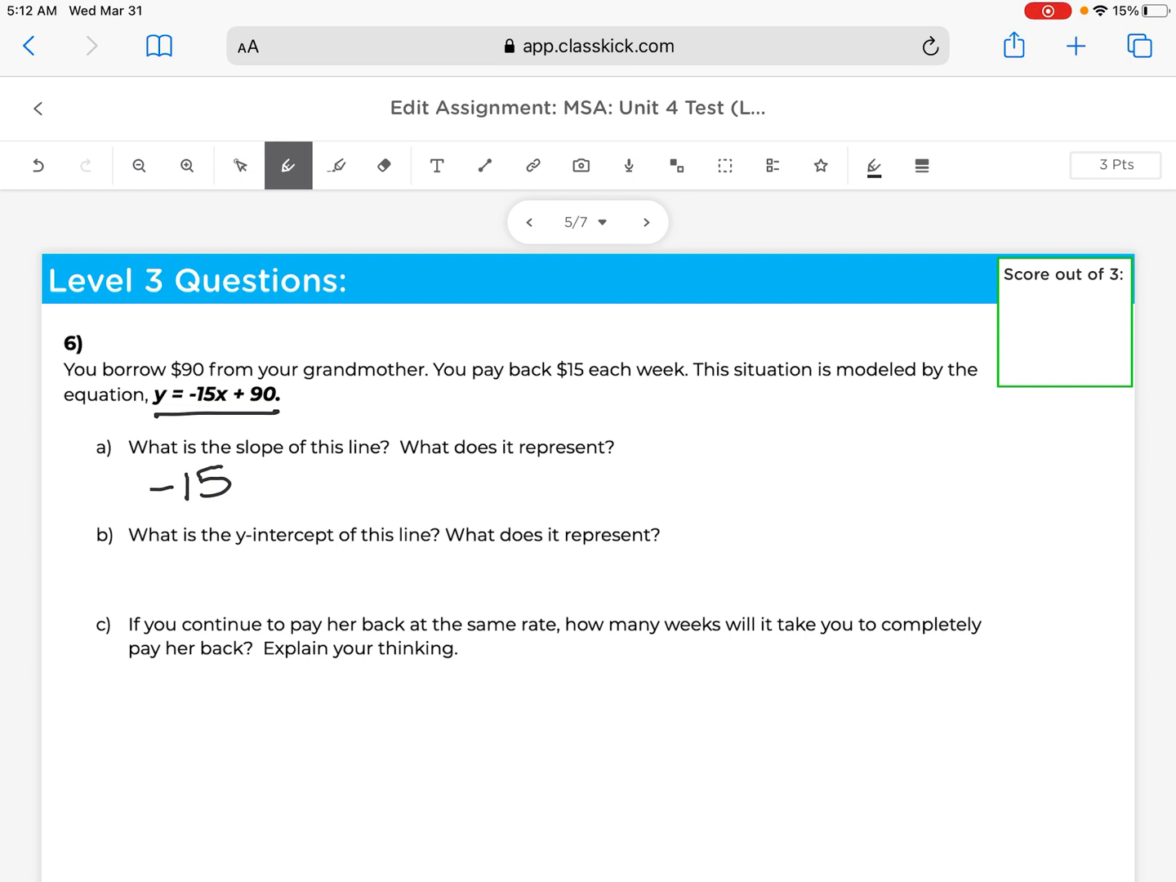Of course not. And then number 6, the last part: if you pay back at the same rate, how many weeks will it take for you to completely pay her back? Explain your thinking. So I need to see some kind of work. And then from there, you should get a grand total of 6 weeks. Okay?